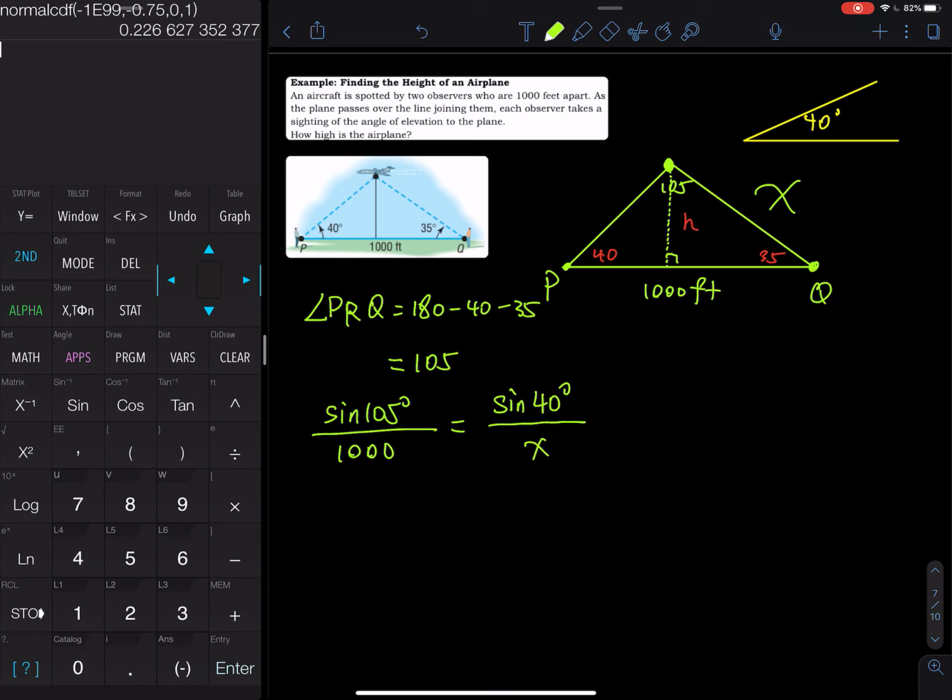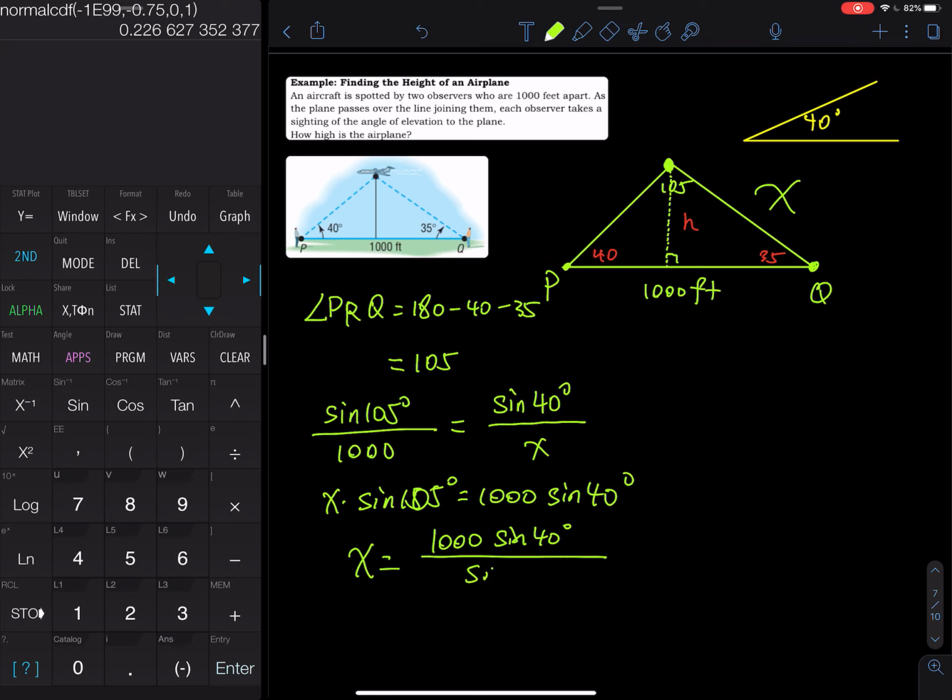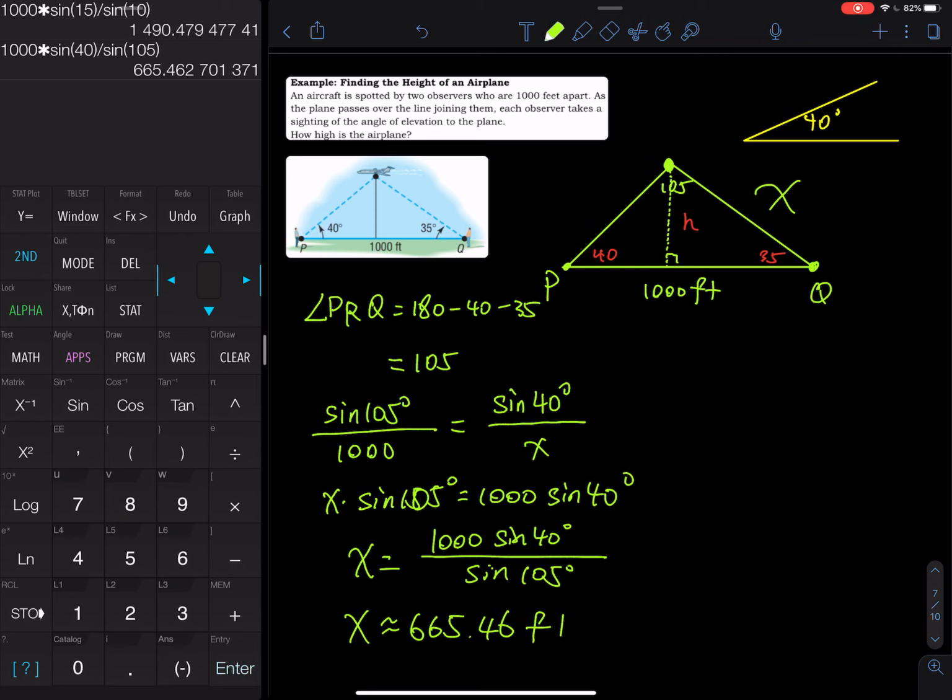Cross multiply: x times sine of 105 equals 1000 times sine of 40 degrees. So x equals 1000 times sine of 40 degrees divided by sine of 105. Close the parenthesis first after sine of 40 degrees, divide by sine of 105, close the parenthesis, and then press enter. So x is approximately 665.46. The unit is feet.